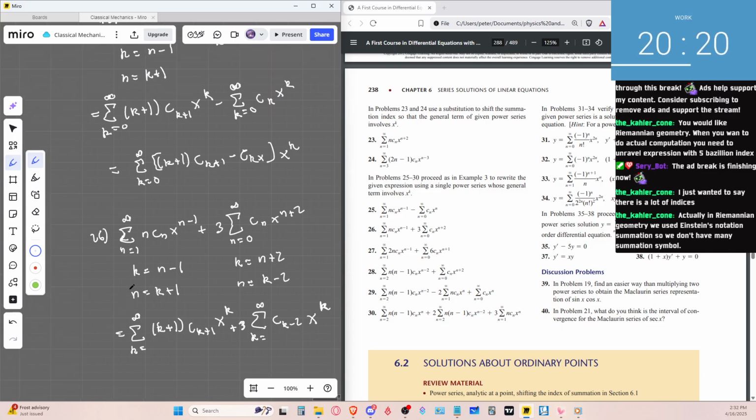Actually, in Riemannian geometry, we used Einstein's summation notation, so we don't have many summation symbols. Yeah, that's also true. I remember reading about how Einstein was so happy that he created that notation.